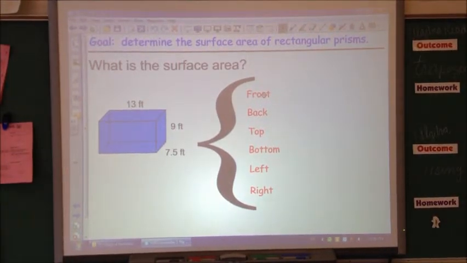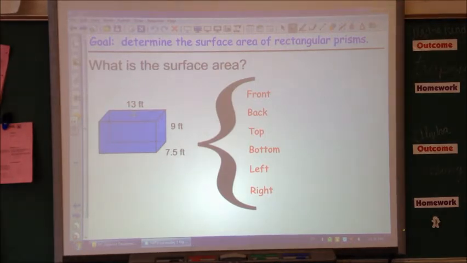Today our goal is to find the surface area of a rectangular prism. Surface area is basically the whole outside of an object. And a rectangular prism is this picture right here. And we're only going to be working with rectangular prisms.